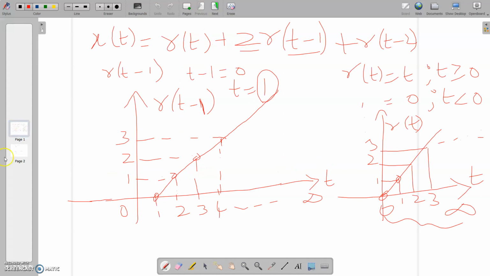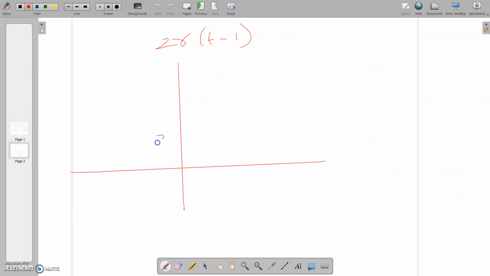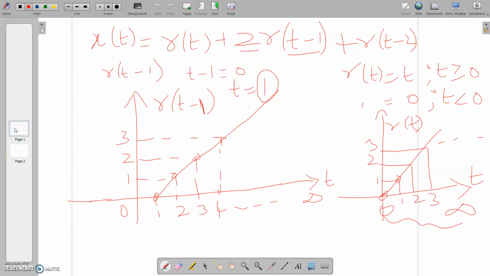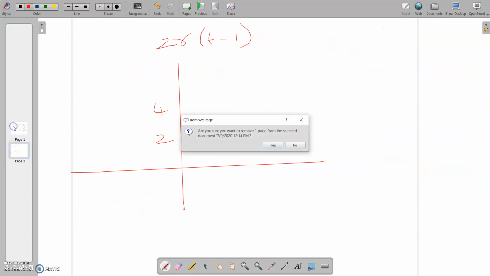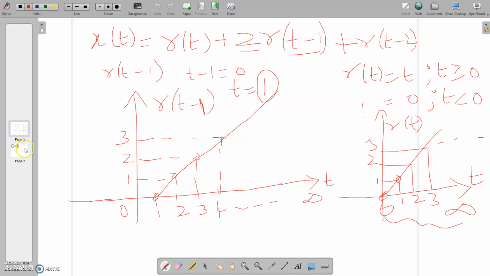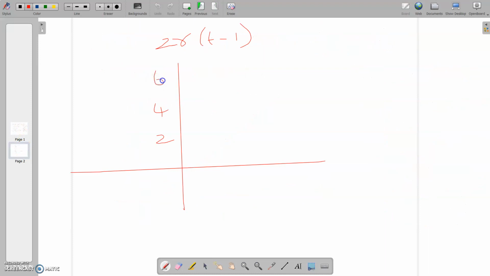So while seeing the signal, 1 should be multiplied by 2, and 2 should be multiplied by 2. So I will be getting 4, and then 3 will be multiplied by 2, so I will be getting 6.